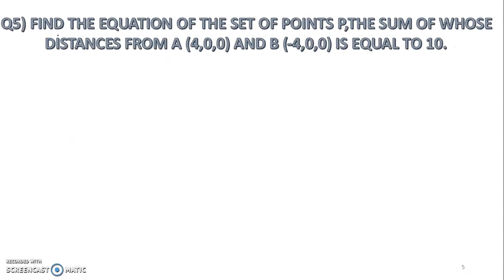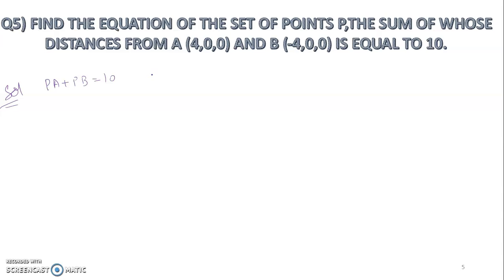Question number 5 says, find the equation of the set of points P, the sum of whose distances from A and B is equal to 10. Read carefully, it is saying the set of points, the sum of whose distances from this and this is equal to 10. This means we have to show that PA plus PB will be equal to 10. Now we have to find the equation. It is not saying point, you have to find the equation.